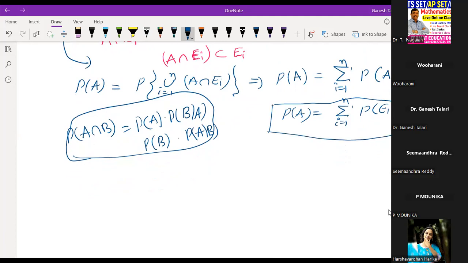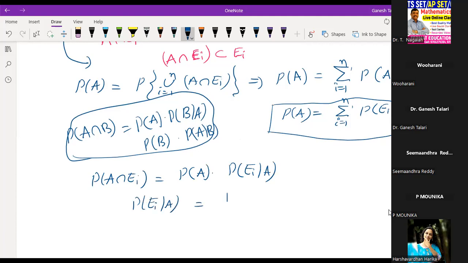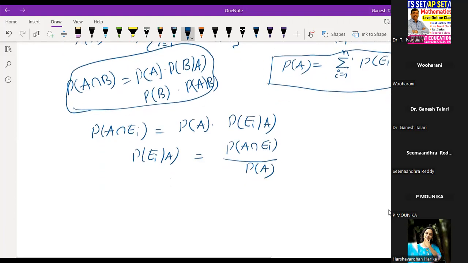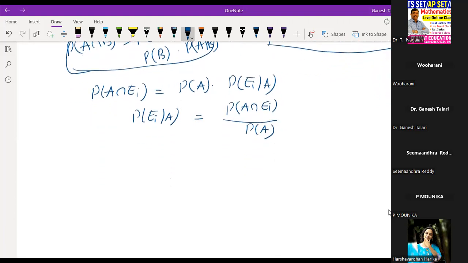This is probability of A. Coming to another way, you can write probability of A intersection Ei as probability of A into probability of Ei given A. Or else, probability of Ei given A is equal to probability of A intersection Ei upon probability of A. Got it?